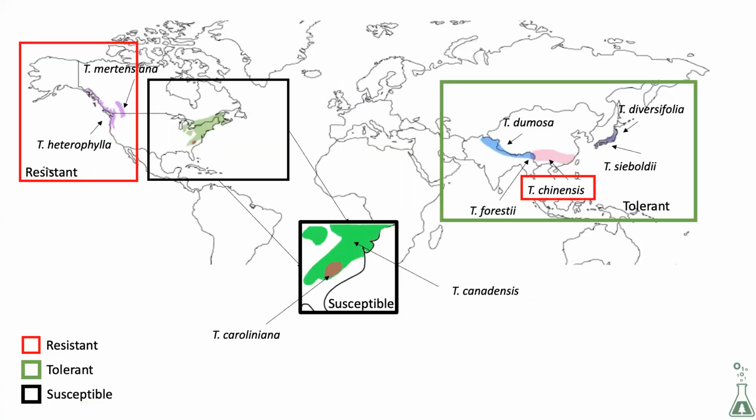Of the 9 species, the Western North American and the Chinese hemlocks in red are described as the most resistant. The Asian hemlocks show varying levels of tolerance and are denoted by the green box. The most susceptible species, the Eastern and Carolina hemlock, are denoted by the black box.